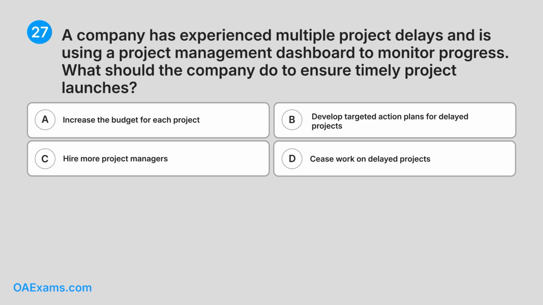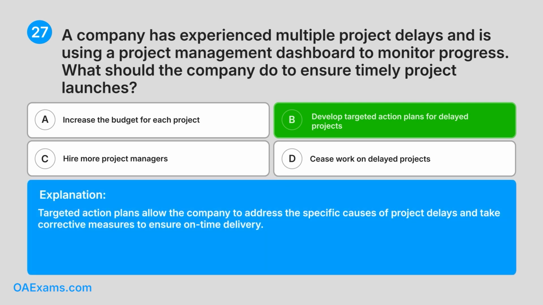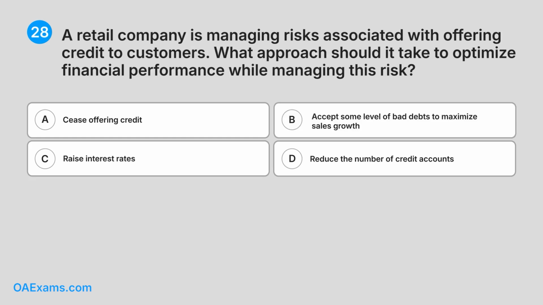Correct answer. B. Develop targeted action plans for delayed projects. Explanation. Targeted action plans allow the company to address the specific causes of project delays and take corrective measures to ensure on-time delivery.